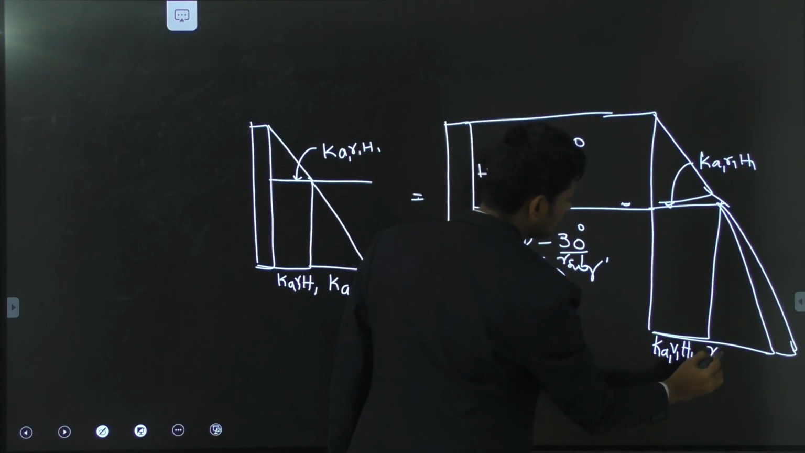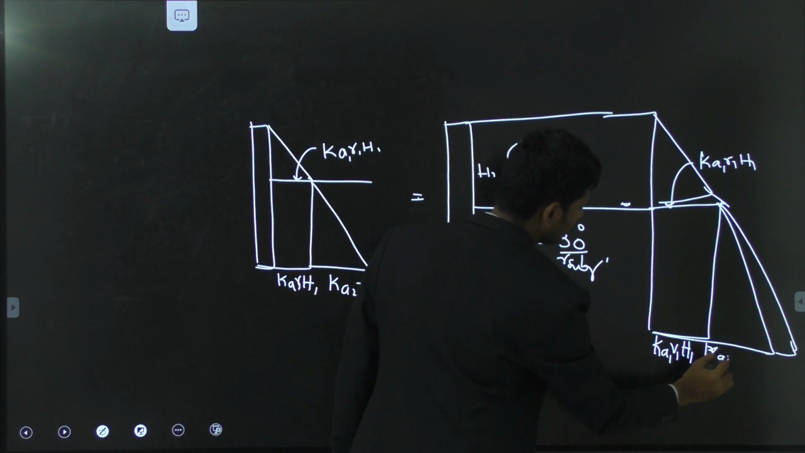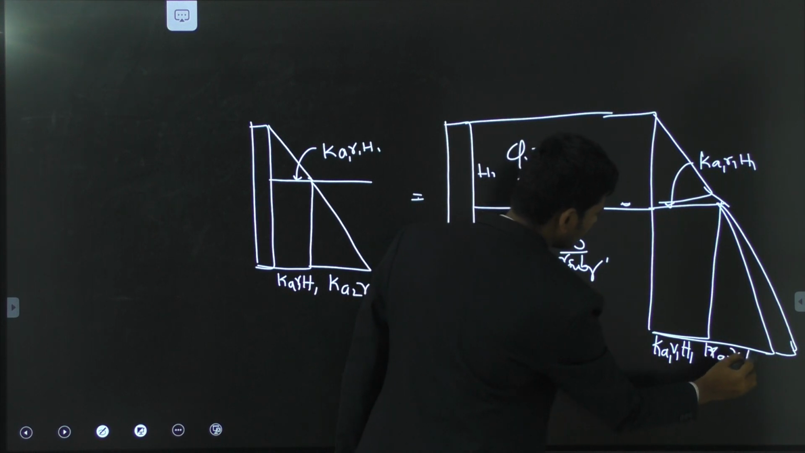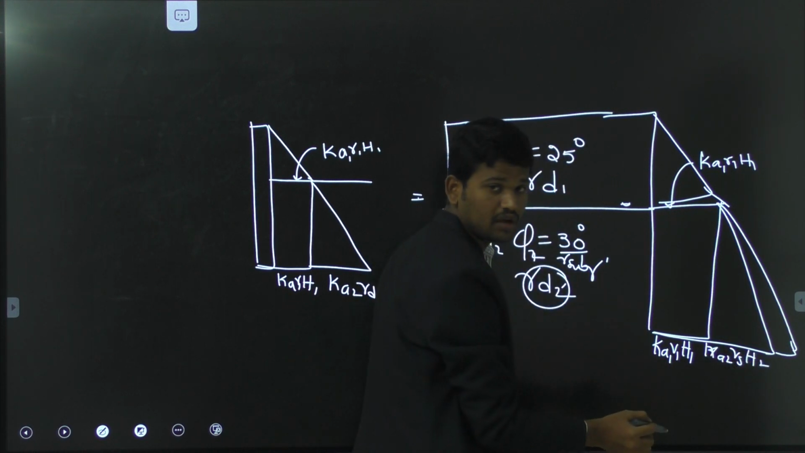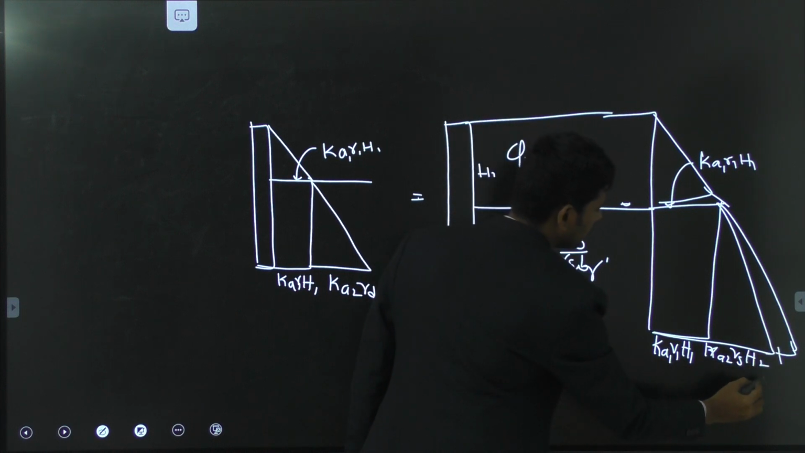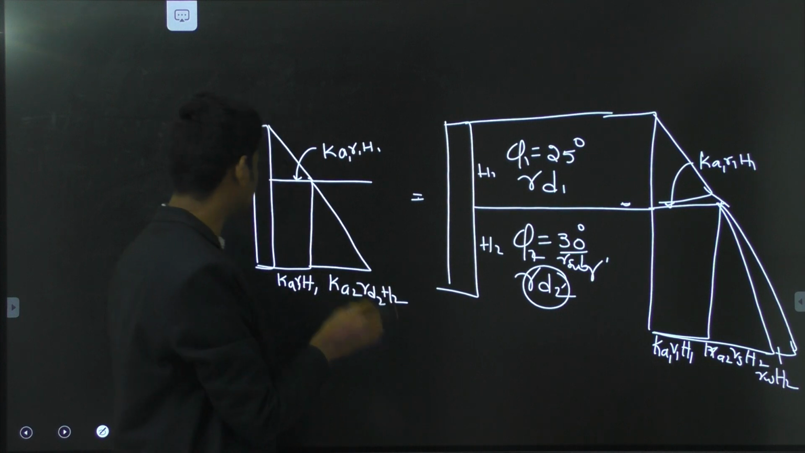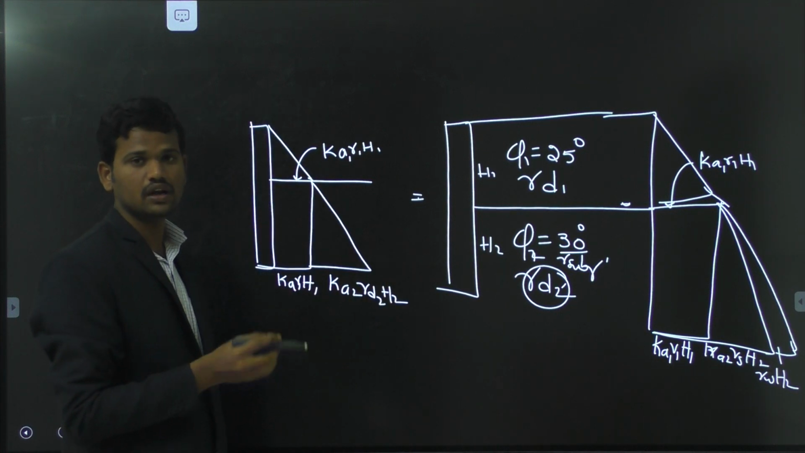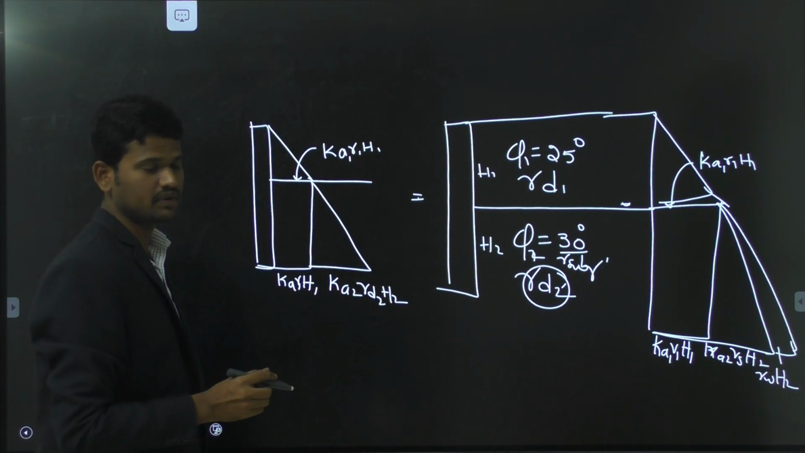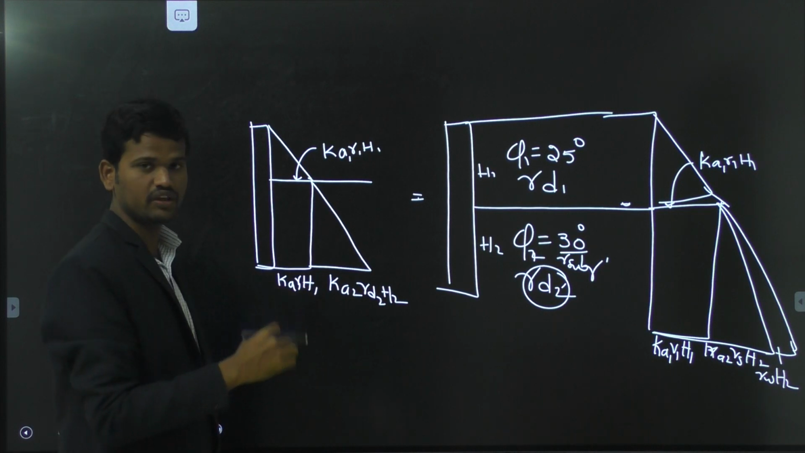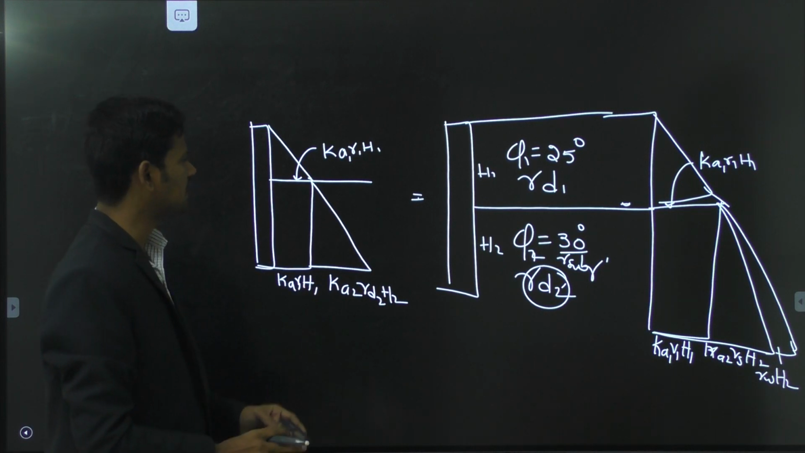If you see here, Ka2 into gamma sub into H2. Here it is gamma W into H2. These are the different types of problems they are going to ask in your examination. Solve such problems by yourself.